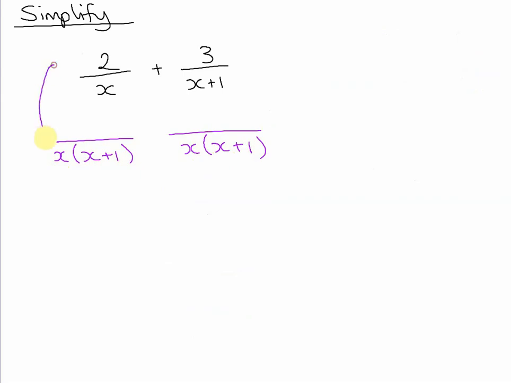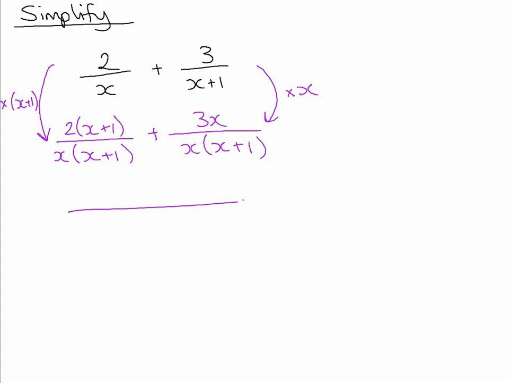So we have to do exactly the same as before. We have to form our equivalent fractions. Well, what have I timesed this one by? I've timesed this one by x plus 1. So I'm going to have 2 lots of x plus 1. This one was just multiplied by an x. So I'm going to have 3x. Pop them together. 2 lots of x plus 1 plus 3x all over x lots of x plus 1.